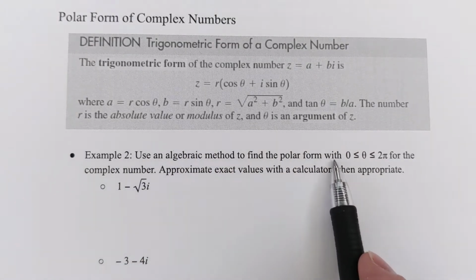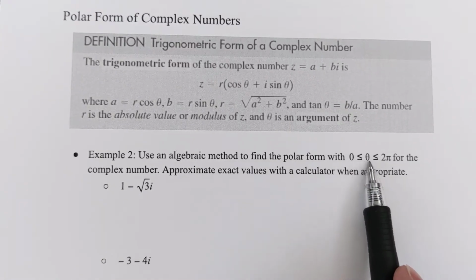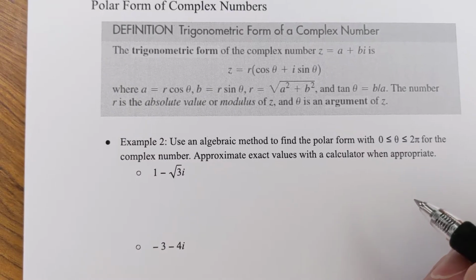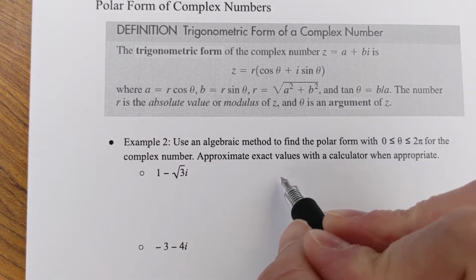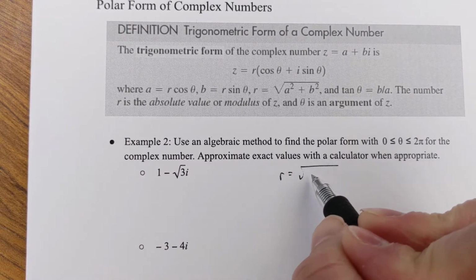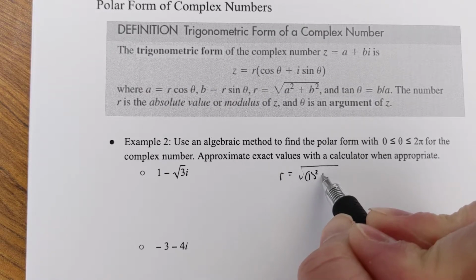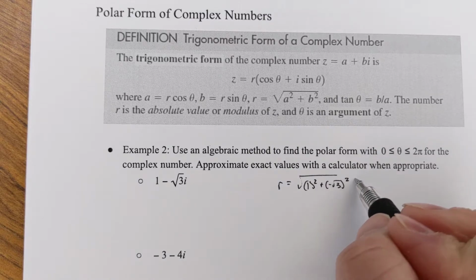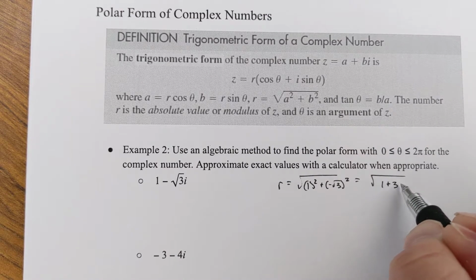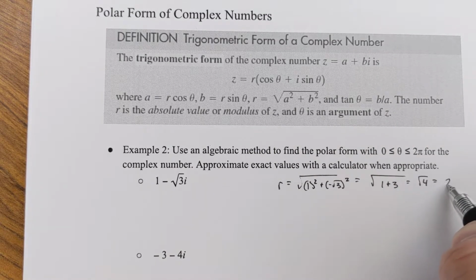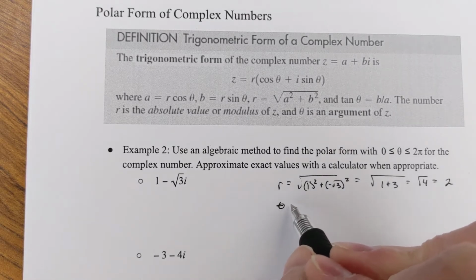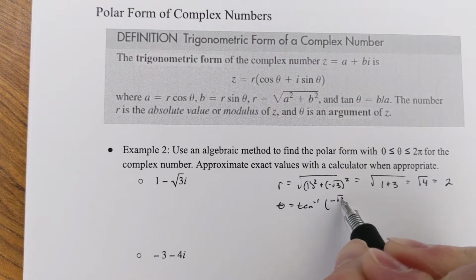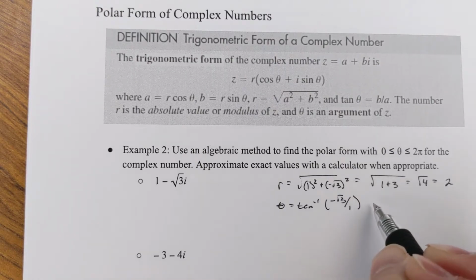Use an algebraic method to find the polar form between 0 and 2 pi for the complex number, approximate or exact values. Okay, so we need to find the value for r, and r is equal to the square root of a squared plus b squared. So this is the square root of 1 plus 3, which is the square root of 4, which is just 2. Theta is the inverse tangent of b, negative root 3, over a, which is 1.